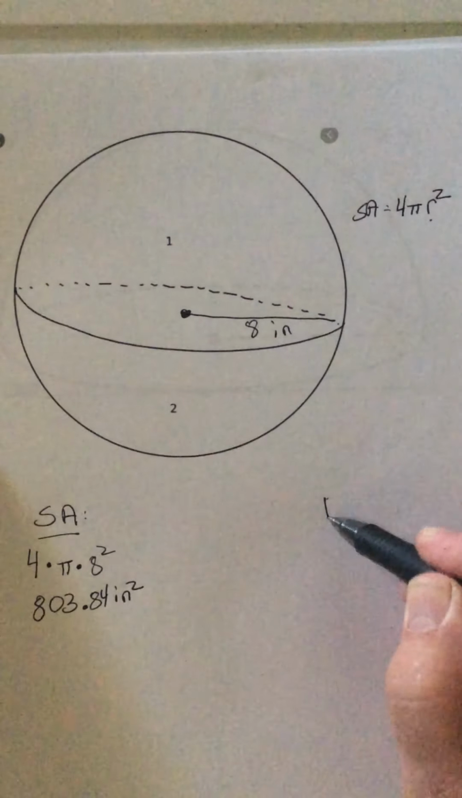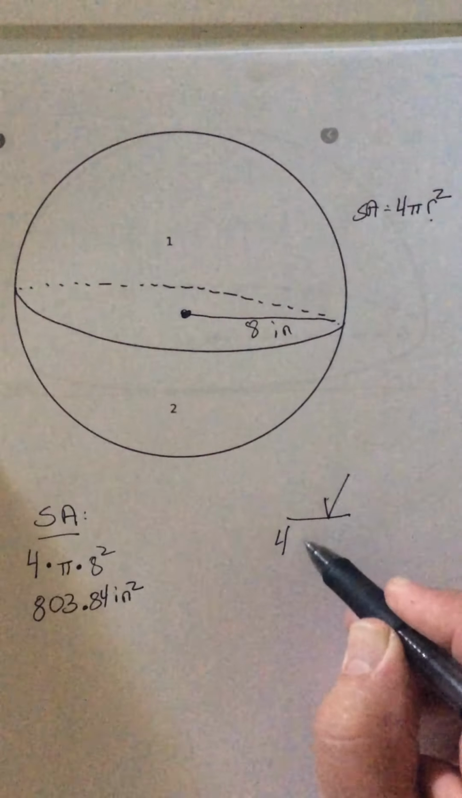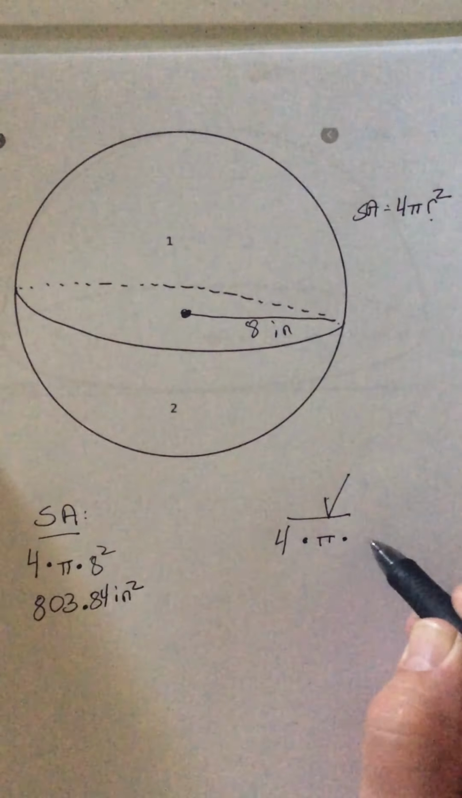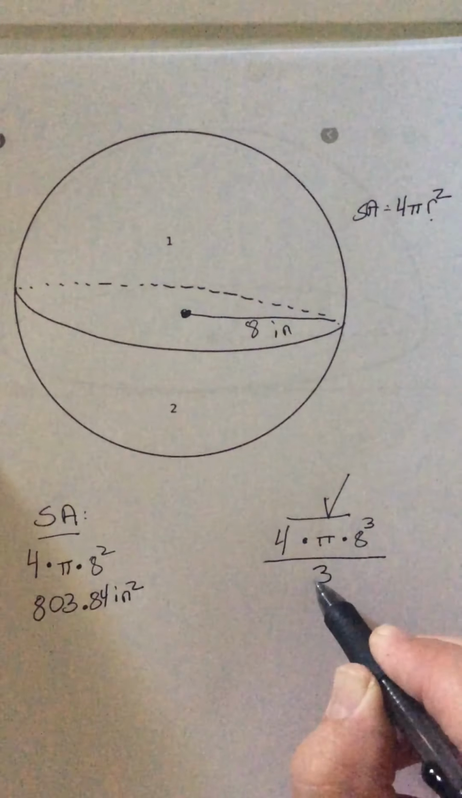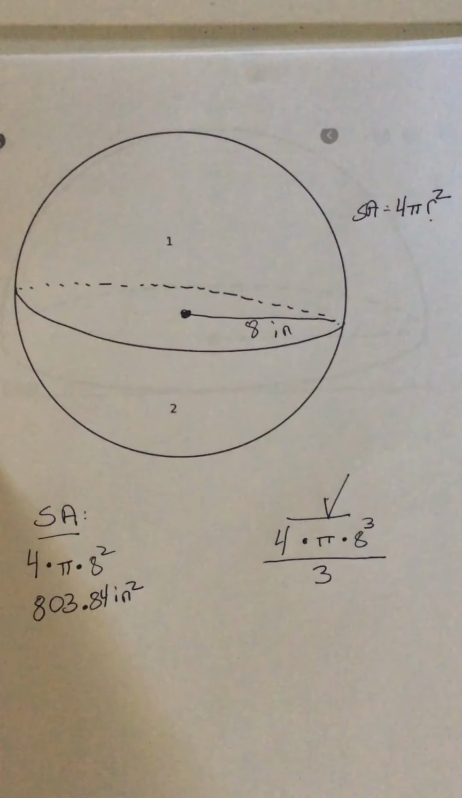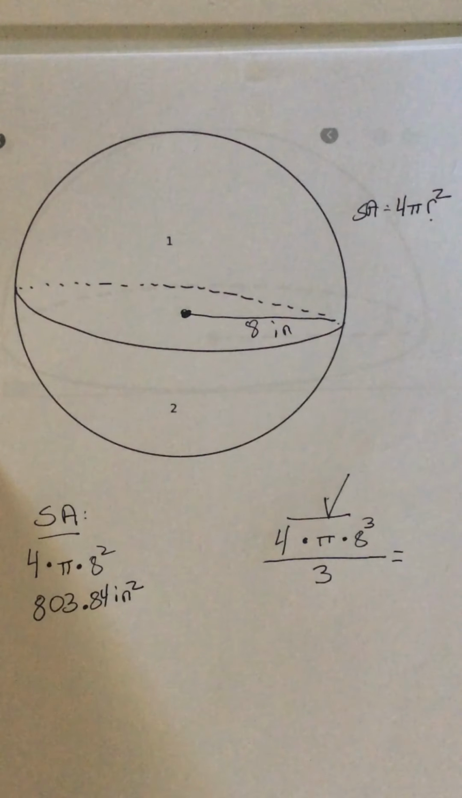Volume isn't much more difficult. We will take 4 times pi, but this time we need to take r cubed, so 8 cubed. We'll divide it by 3. So I'm going to figure out the numerator first. So I'm going 4 times 3.14 times 8 raised to the third.